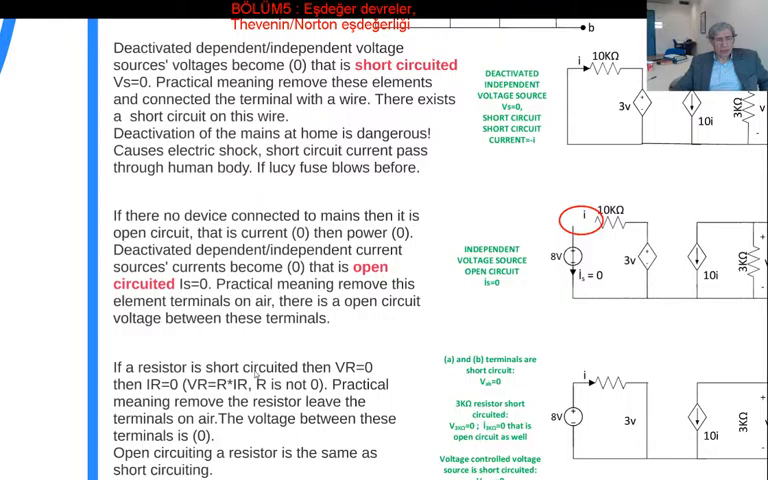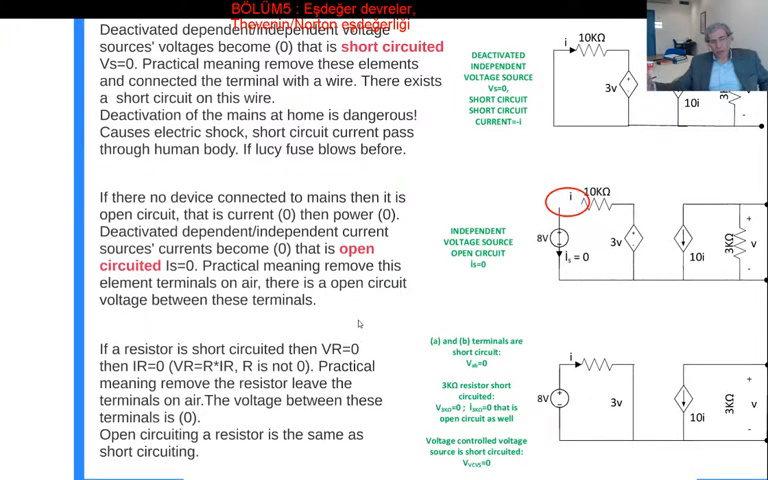Now let's come to the open and short business for resistor elements. If a resistor is short circuited, then VR equals zero. Short circuited, voltage is zero. But if it is a resistor element, when you make the voltage equal to zero, due to the definition relation, the current is going to be zero as well. Why? Because R is a positive real number. If VR is equal to zero, then IR equals zero. The result is, if a resistor is short circuited, it is also open circuited.